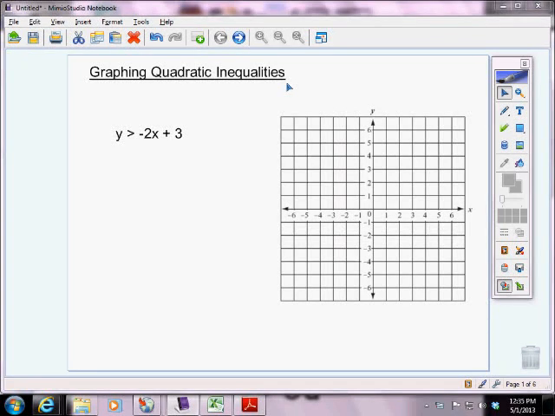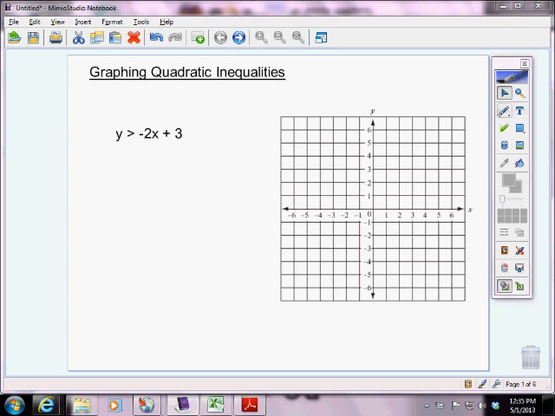Graphing quadratic inequalities is going to combine how we graph a parabola, how we graph a quadratic, and then we're going to do the shading. So let's review real quick how we graph a linear equation. We have this inequality here, y is greater than negative 2x plus 3.